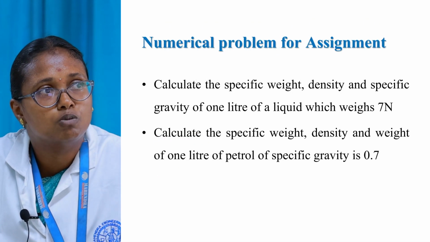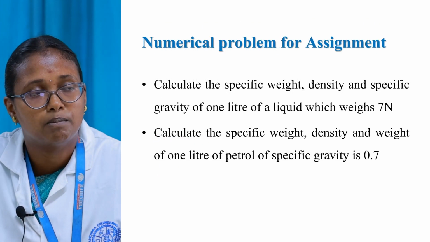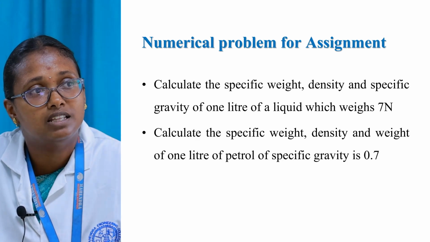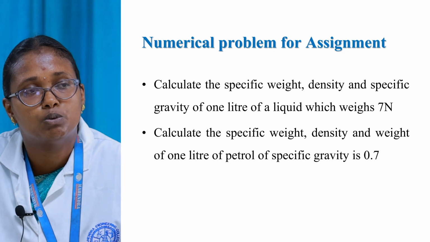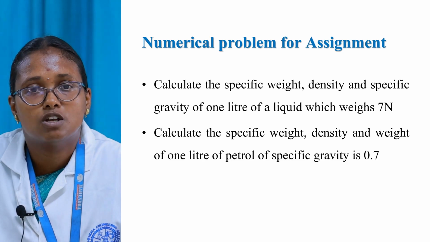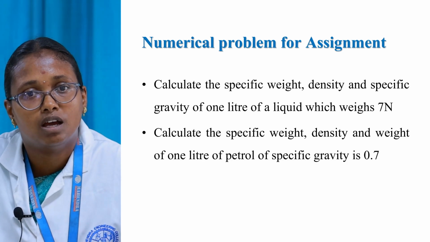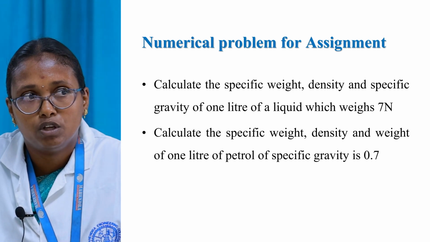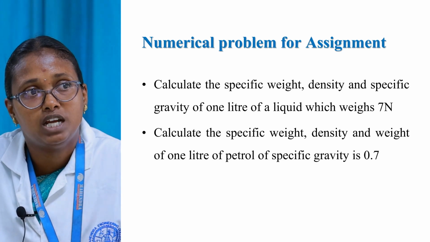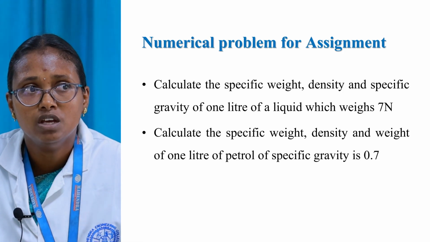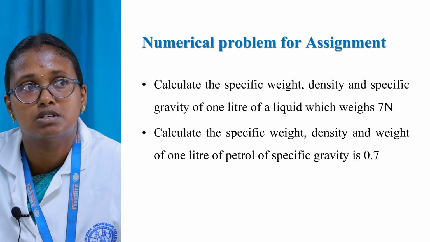So this is the numerical problem based upon this topic. I have already explained the properties. Calculate the specific weight, density and specific gravity of 1 liter of a liquid which weighs 7 Newton. Here they have given the volume and the weight, so based upon them we can find the weight density. We know that weight density is equal to rho into g. Another formula for weight density is weight by volume. Here the weight is 7 Newton and the volume is 1 liter of liquid.